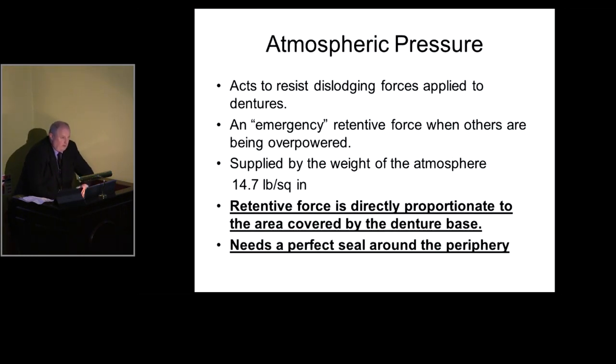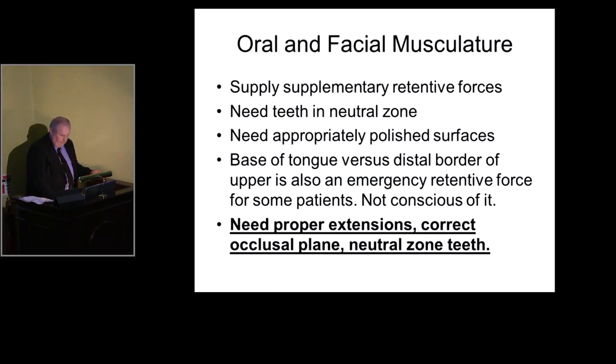And atmospheric pressure, this is like the get out of jail one. It just gives you that extra bit of holding the denture in place. And what's it directly proportional to? Surface area covered. Okay. The muscles. We need the denture to work with the muscles. So, things that challenge good retention: if the border of the denture isn't in good harmony with the muscles, if it's overextended or underextended.